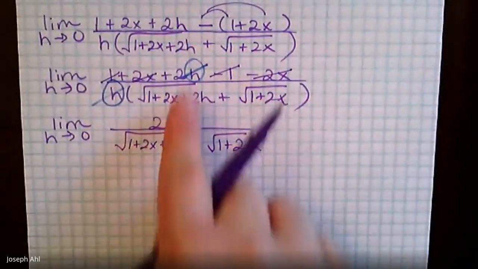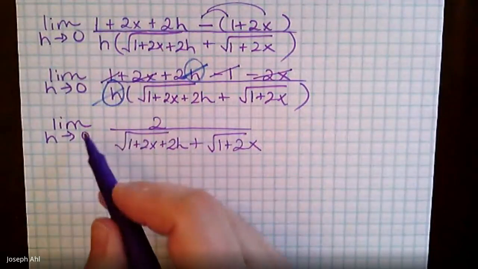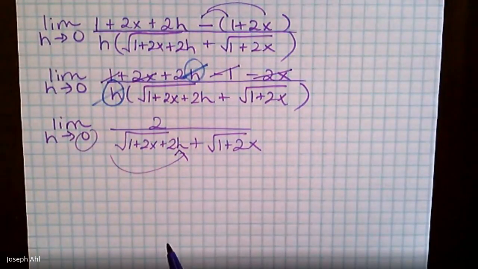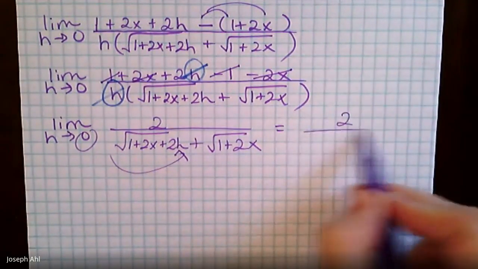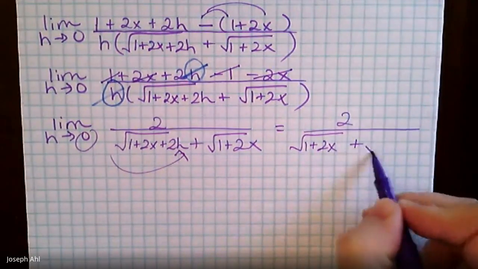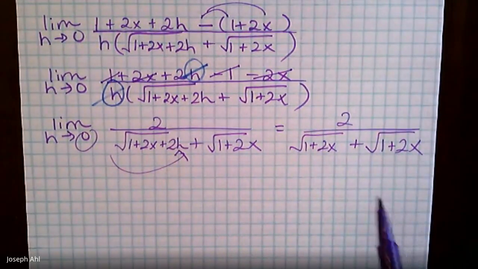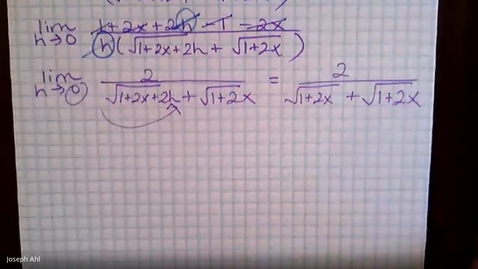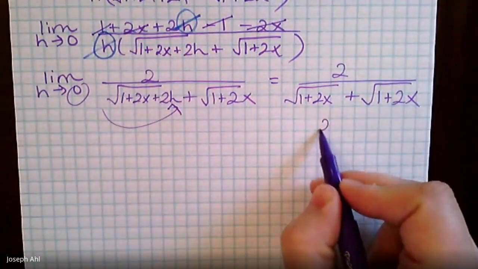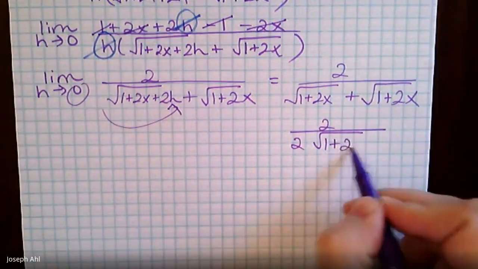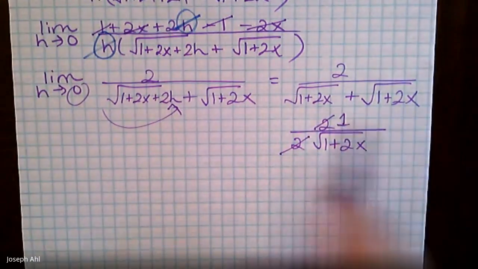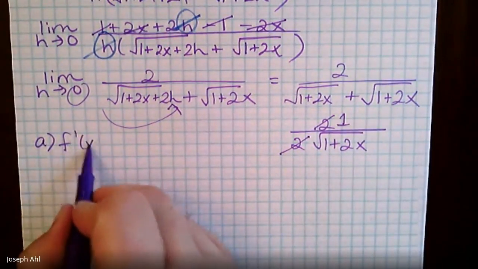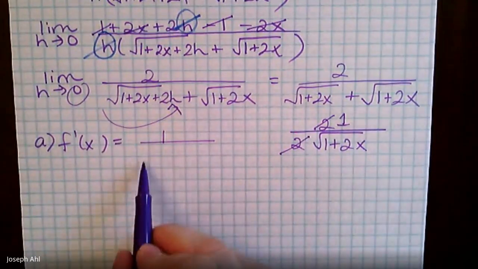All right, now you're at the stage. Once those h's cancel top to bottom, now you can plug in 0 wherever you see an h, right there. So if I plug in 0 for this h, this whole term becomes 0, and this becomes 2 over radical 1 plus 2x plus another radical 1 plus 2x. And although that's technically a correct derivative, you would most likely see in a lot of instances this be simplified a little bit further. So this would become 2 over 2 radical 1 plus 2x. And then, of course, the 2 on the top and bottom can cancel out. So the derivative, part A, should say that f prime of x is equal to 1 over radical 1 plus 2x.